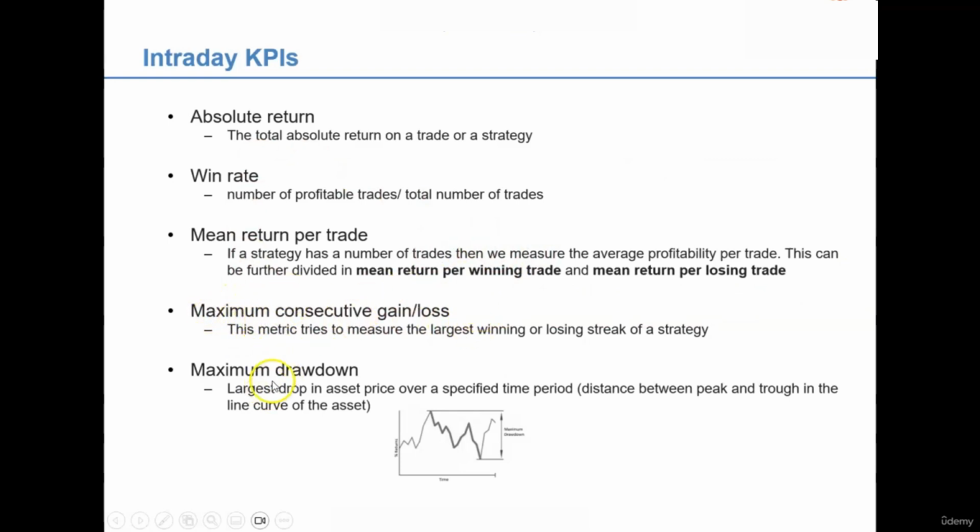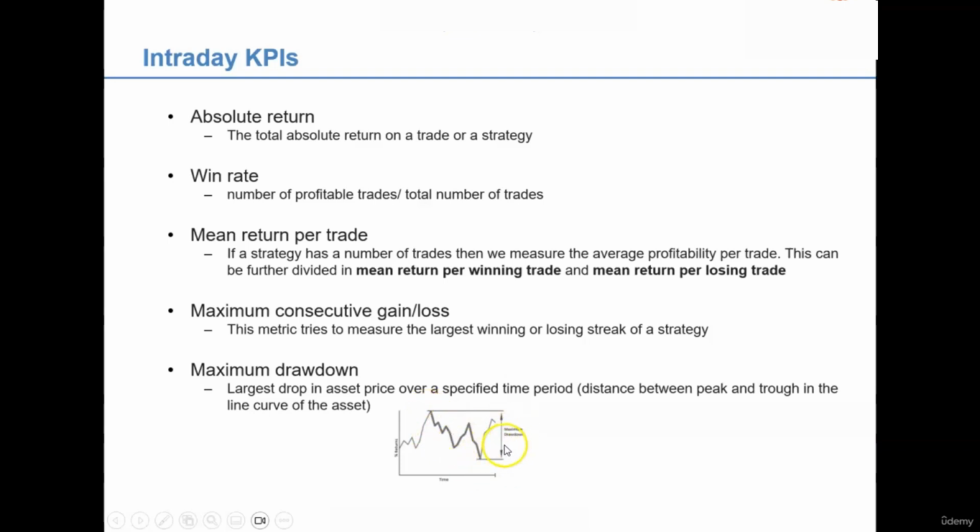And lastly, a very important KPI is maximum drawdown. This tells you the largest drop over a given period of time. For example, in the following chart that you see, this is the progression of the return. This is the return chart. And you can see that this was the peak of the strategy and this was a trough of the strategy. So the difference between peak and trough gives us the maximum drawdown.